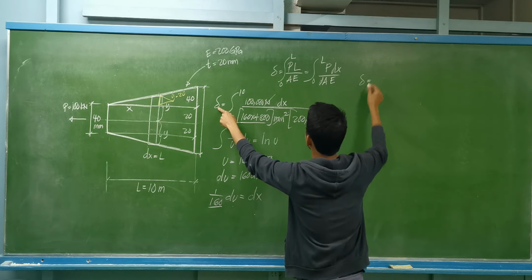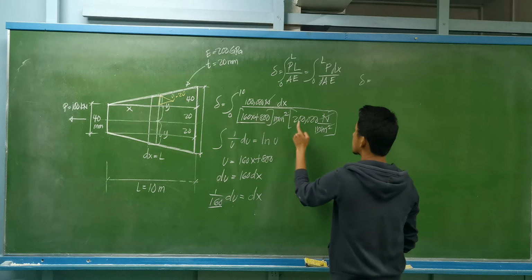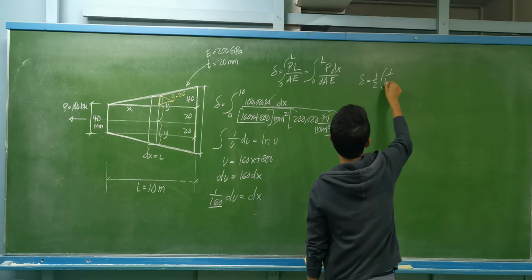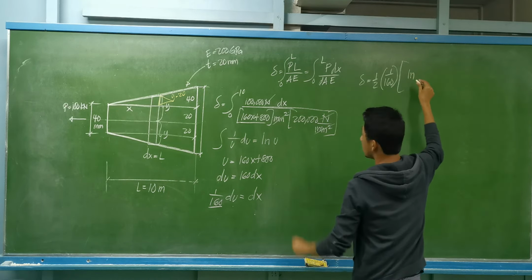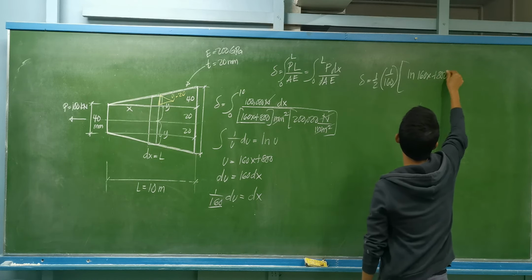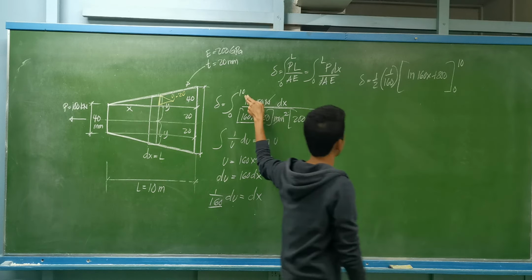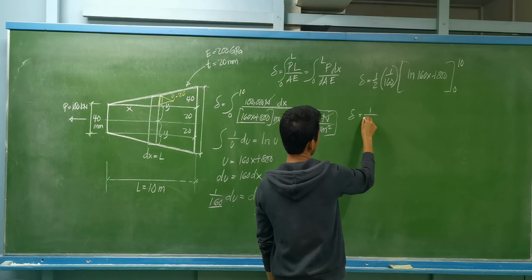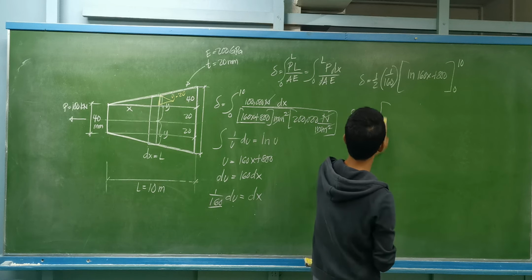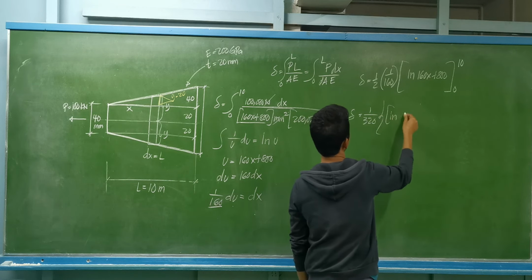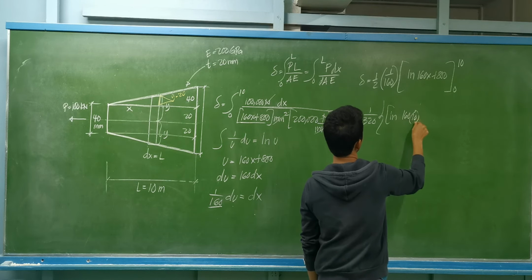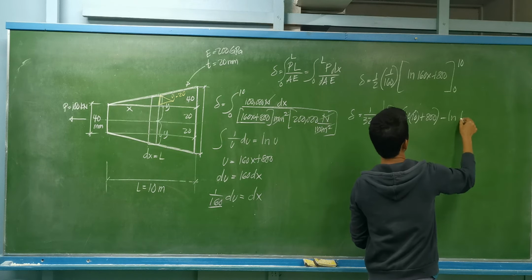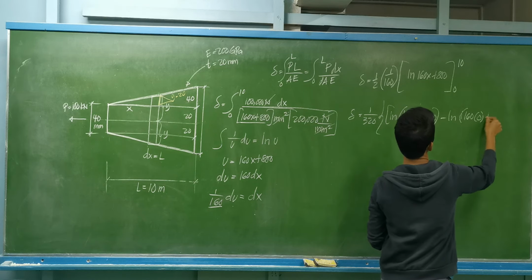Right, so we have now delta. We may factor out or bring out the constants. That is 100,000 divided by 200,000, which is the same as 1/2, and then multiplied by our neutralizing factor, that is 1 over 160. Then this is the ln of 160 of x plus 800 to be evaluated from 0 to 10 meters. And we are now to evaluate. This is now delta equals 1 over 2 times 160, which is 320, multiplied by the ln of 160 times the upper limit 10 plus 800, minus the ln of 160 times 0 plus 800.